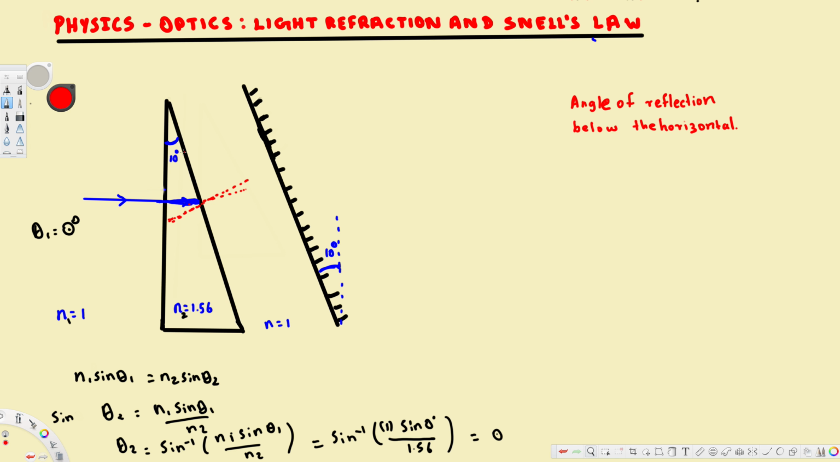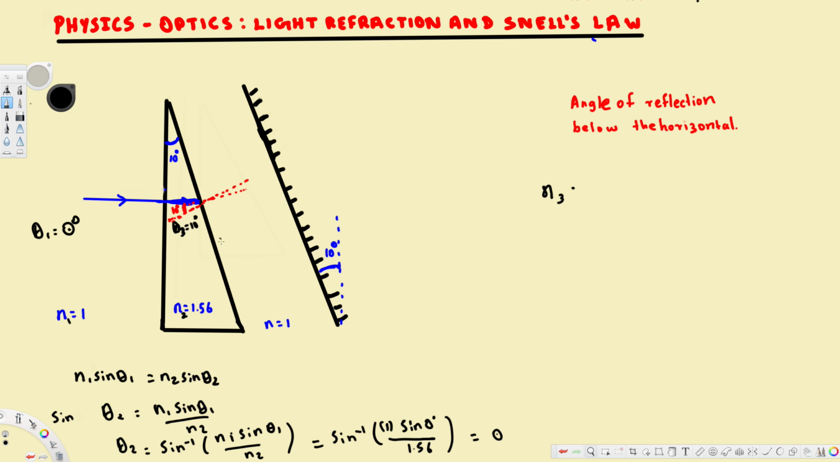So from this one we know that this should also be 10 degrees, right? Because this is normal and this is a horizontal. So since the apex angle is 10 degrees, this one also must be 10 degrees. Now we know that the angle of incidence is 10 degrees. Again, we can go ahead and use Snell's law to find the angle of refraction. Let's call this angle theta 3. Theta 3 is equal to 10 degrees.